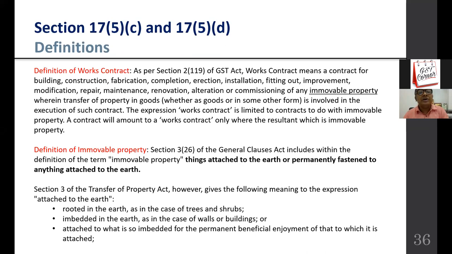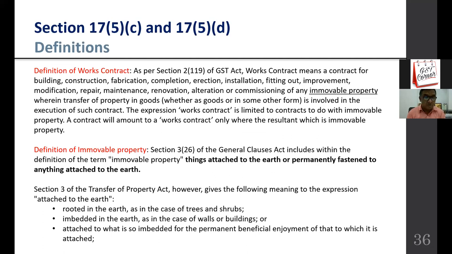Now going further, the definition of works contract. We know that a works contract has to be defined in terms of immovable property, unlike service tax and excise, where it was about goods getting consumed along with services. Here, transfer of property in goods is important, as it is involved in the execution of the contract. But what is more important is that an immovable property should be generated out of this works contract, and only then will it be known as a works contract.